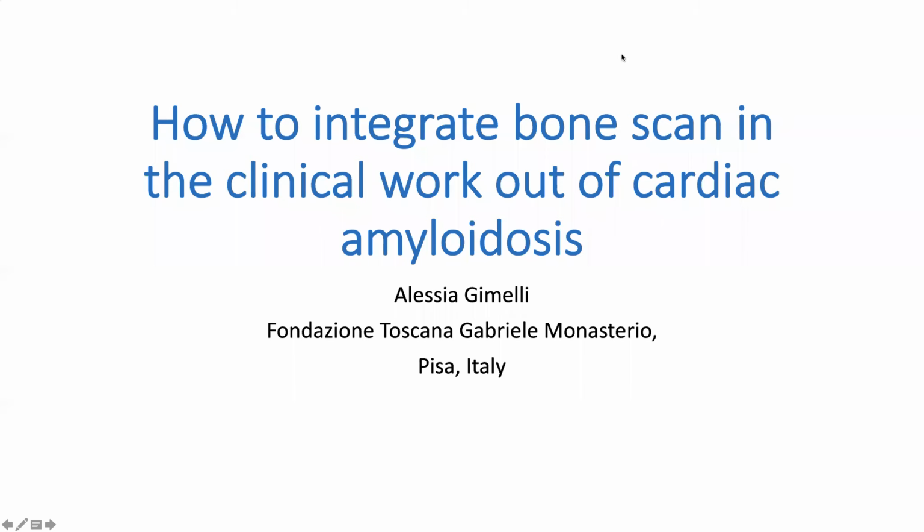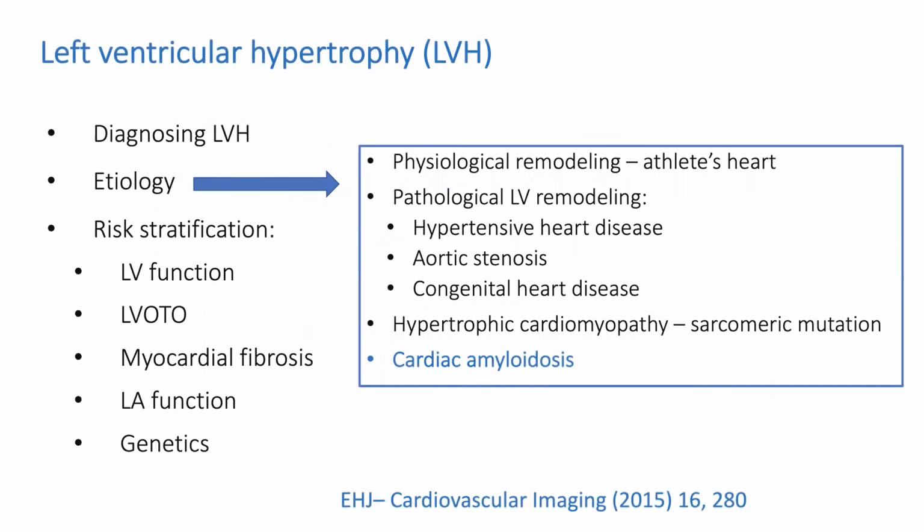Aim of this talk is how to integrate the use of bone scan in the clinical workup of cardiac amyloidosis. To clinical cardiologists and cardiac imagers, the expression of left ventricular hypertrophy describes a specific phenotype of increased wall thickness and left ventricular mass.